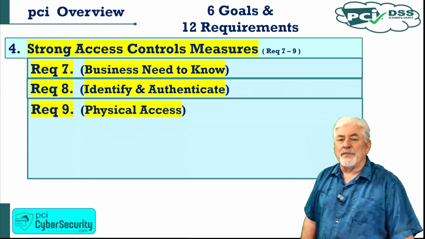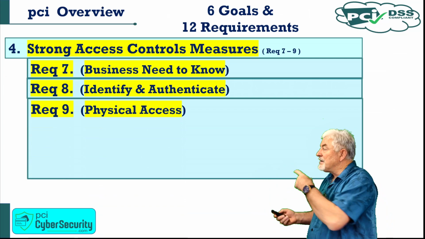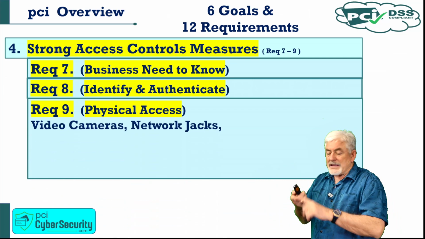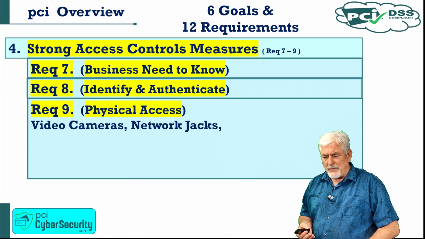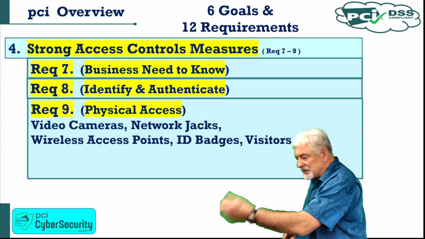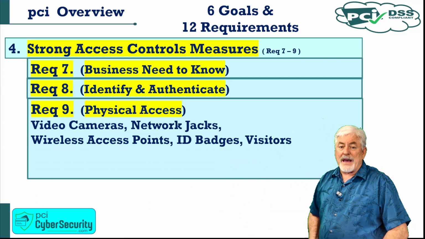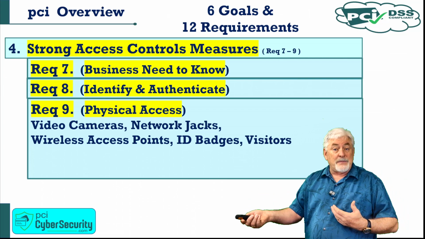Requirement number 9 is physical access. Before, we've been talking about digital access, now we're talking about physical access. So cameras, videos, network jacks. When visitors come to your company, are they able to just plug into the same jacks that everybody else gets when they go into the visitor lounge? How about ID badges? Do they look the same as the company's ID badges?